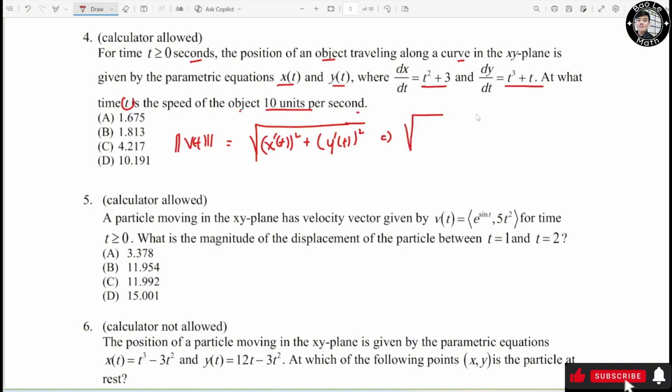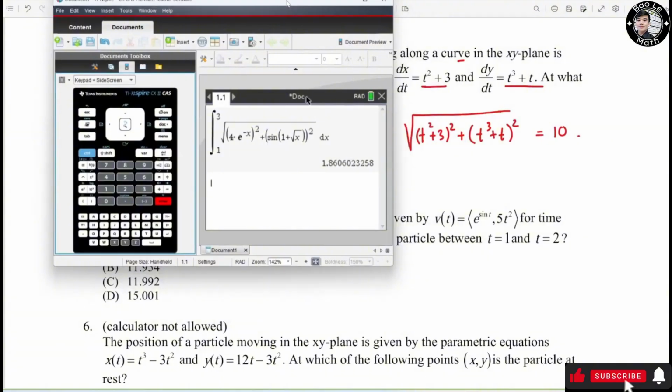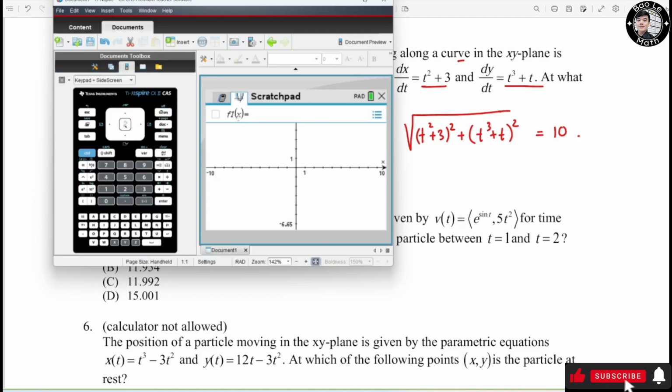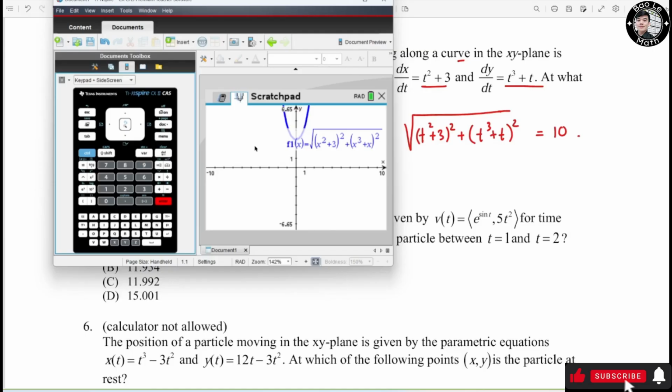Alright, so we know that the speed is the square root of (t squared plus 3) all squared plus (t cubed plus t) all squared, which equals 10, right? Now we're going to bring up the calculator. We just graph these two on the same xy coordinate plane and find the intersection. So we're going to go to the home screen, hit graph right here. f1 of s should be the square root of, enter.